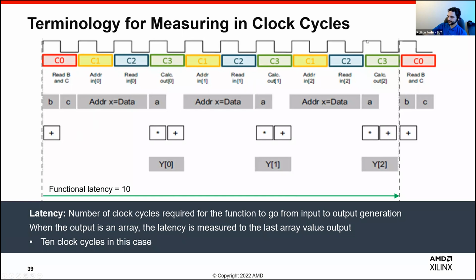So here's some terminology that's important when analyzing HLS designs. One of them is latency. That's the number of clock cycles required for the function to go from input to output. So in this example here, the functional latency is 10. 1 for that initial state of calculating B and C, and then you have the 3 states iterated 3 times, and that's 9 additional clock cycles before you complete the function call. So one call to this function will take 10 clock cycles of latency for this entire design.